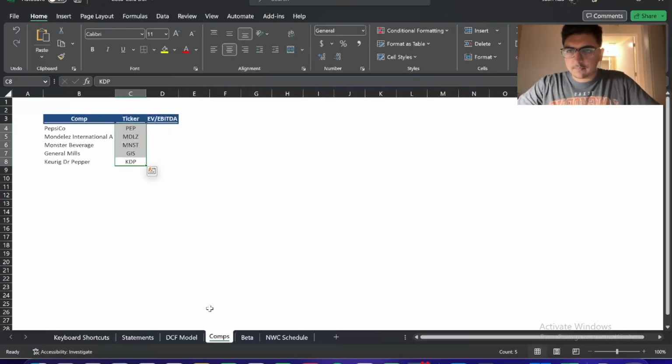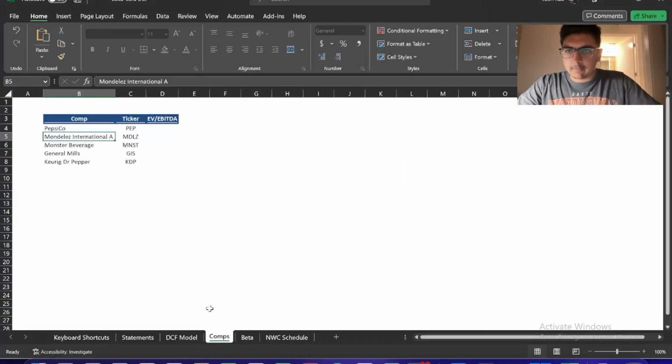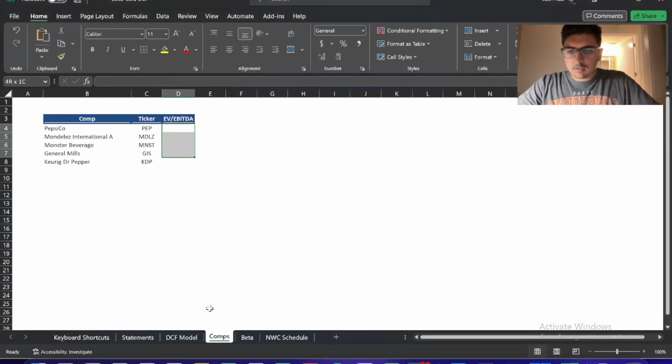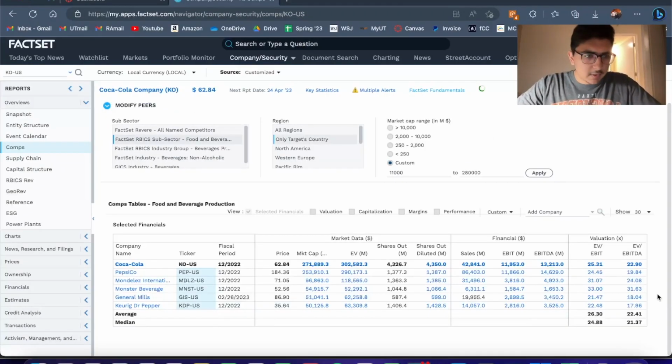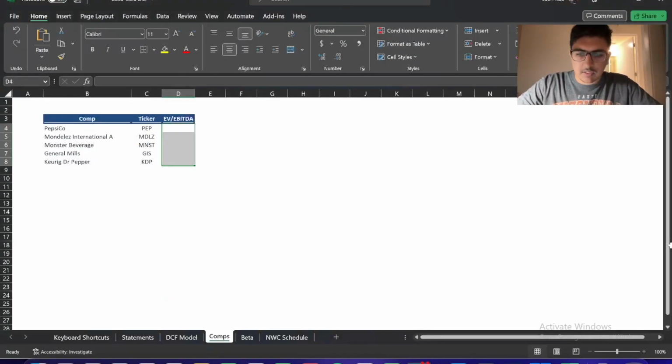Alt HAC. Okay, I'm going to make this a little bit wider. Alt HAC. And now we can grab these EV to EBITDA multiples. So I'm going to take these 5, Control C, Control Shift V. Oops. Alt ES, Unicode text.